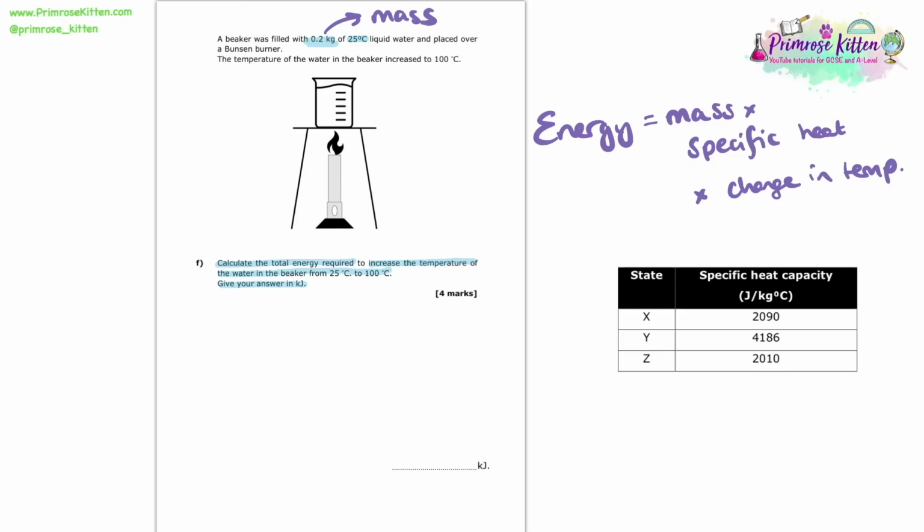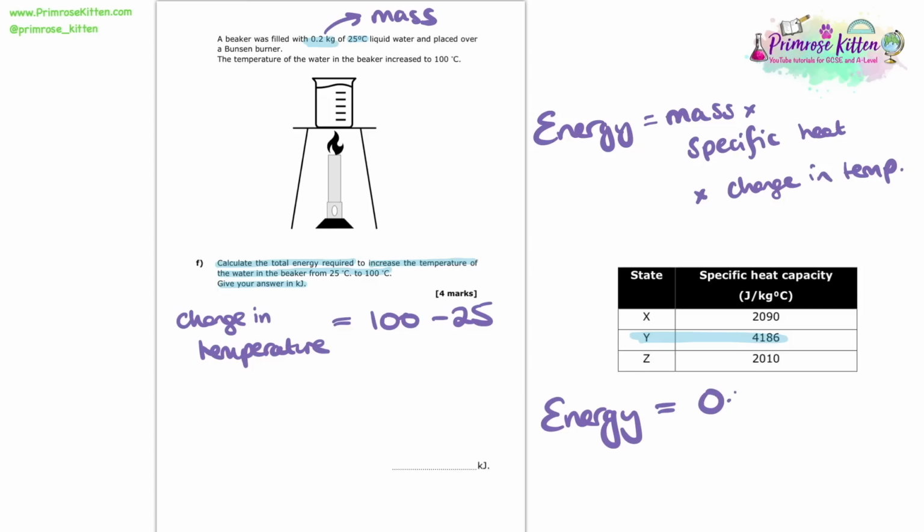Well, first things first here, we can see that the mass is 0.2 kilograms. Now for the specific heat capacity, we need to remind ourselves of the table on the previous page. Now here we're talking about liquid water, which we decided was what Y is. And so we have a specific heat capacity of 4,186. Now we need that change in temperature. So because it went from 25 to 100, the change in temperature is 100 minus 25. So if we put everything now into our equation, energy equals 0.2 times 4,186, and then times that change in temperature, which is 75.